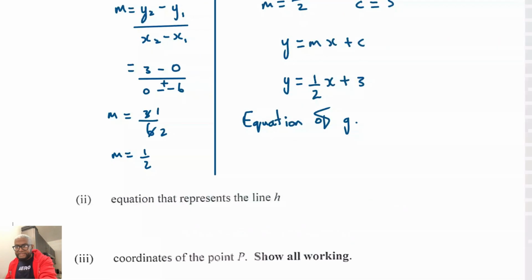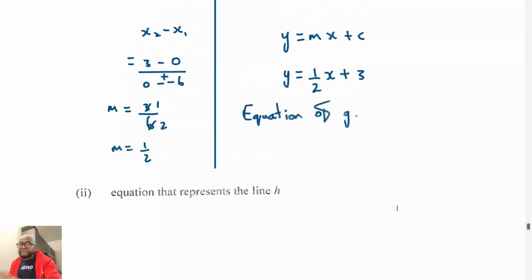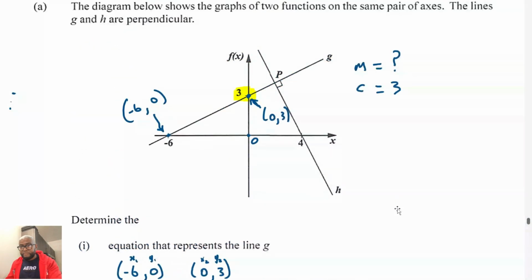Right. So the next thing they are asking us for is to find the equation that represents the line H. Line G is represented by y equals a half x plus 3. That's the equation of this line. Everybody good there? Now, the gradient of line G is equal to a half.